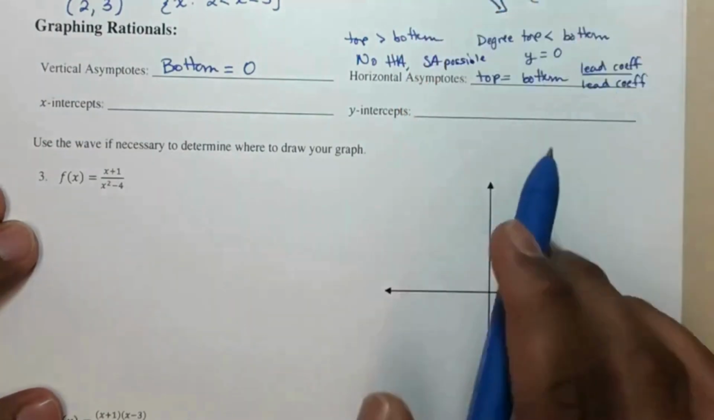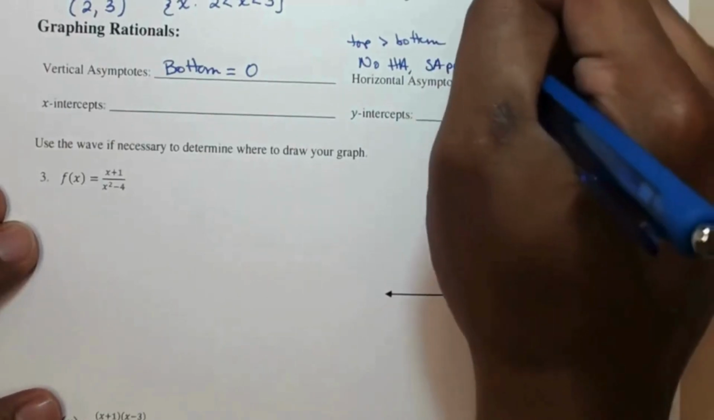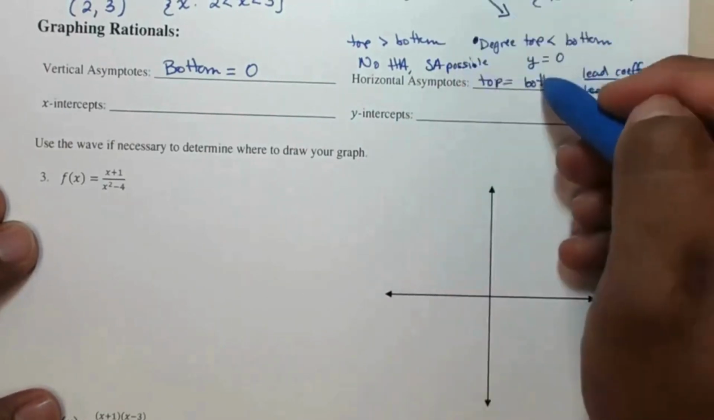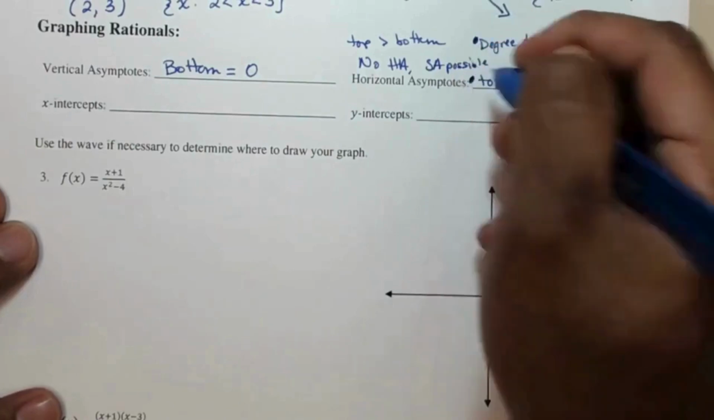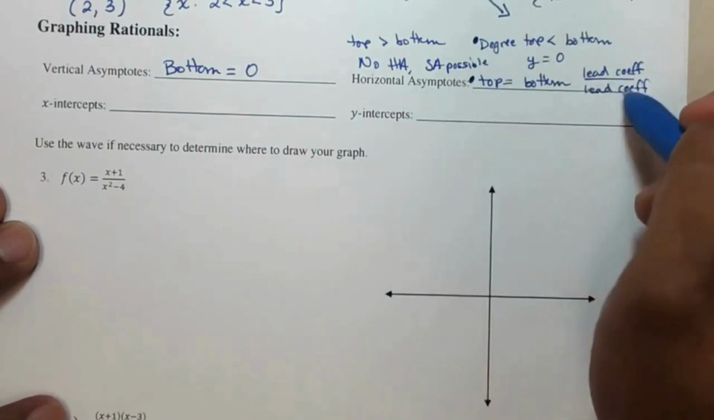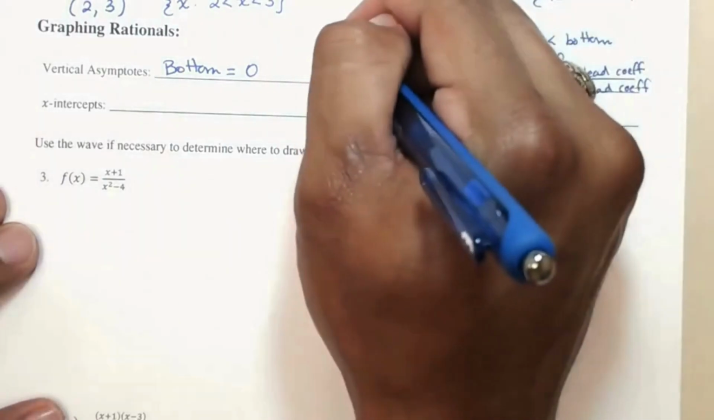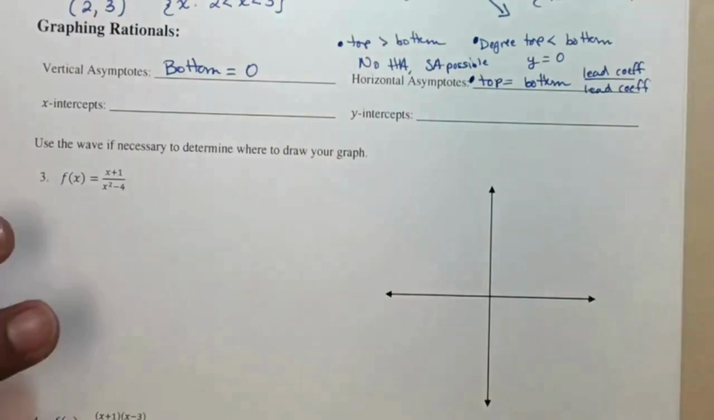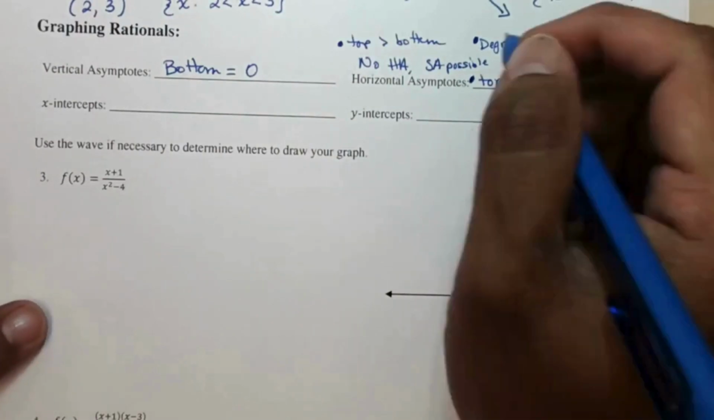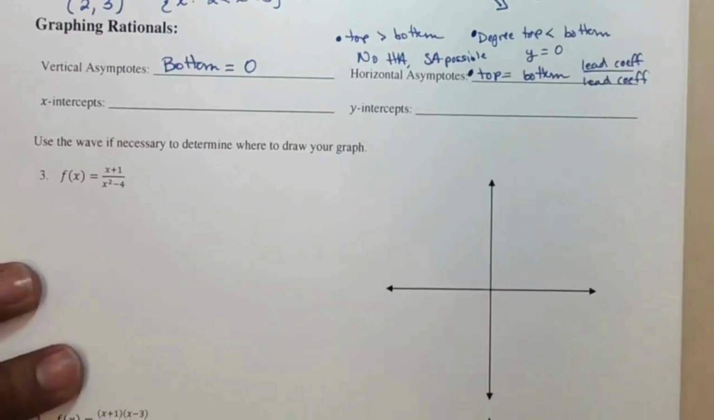Okay. So 3 different rules here. So if the degree of the top is smaller than the bottom, we get 0. If the degrees on the top and the bottom are the same, then we divide their leading coefficients. And if the top is bigger than the bottom, there's no horizontal asymptote, but there is a possibility of having a slant one.